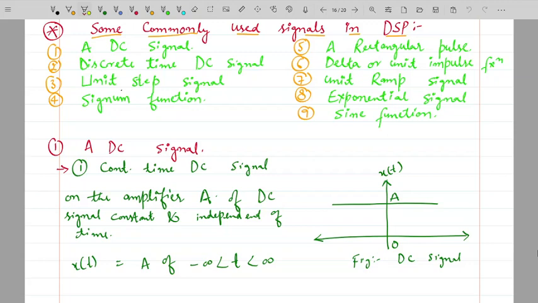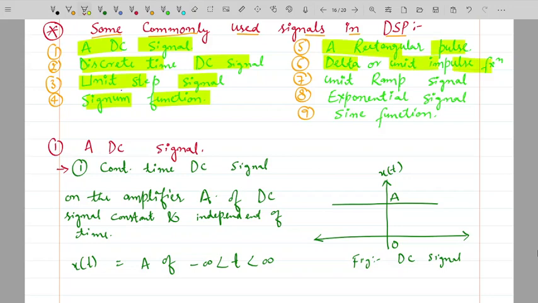First one is the DC signal, second one is the discrete time DC signal, third one is the unit step signal, fourth one is the signum function, fifth one is the rectangular pulse, sixth one is the delta or unit impulse function, seventh is the unit ramp signal, eighth is the exponential signal, and last is the sinc function. All these signals we will discuss one by one in the upcoming videos, and in this video we will discuss only the DC signal, the first one.